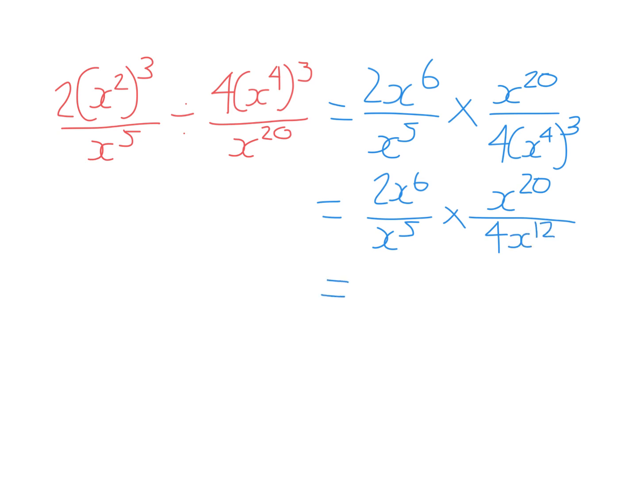So when you're multiplying fractions, it's pretty easy. You just multiply the tops, multiply the bottoms. So 2x^6 times x to the power of 20. I'll leave the number alone, keep the same base, add the powers. On the bottom, I'll leave the number alone, keep the same base, add the powers. So now I need to simplify this. So 2 over 4 just gives us a half. And to simplify the x's, we're now dividing, so we keep the same base and subtract the powers. So half x to the power of 9 is fine.